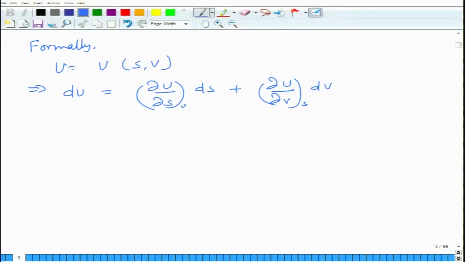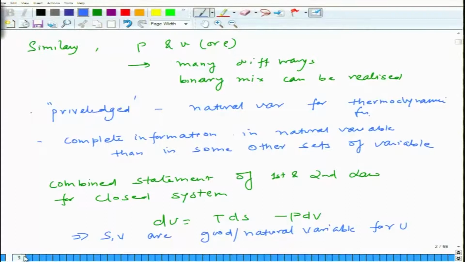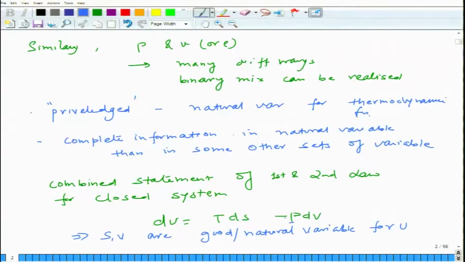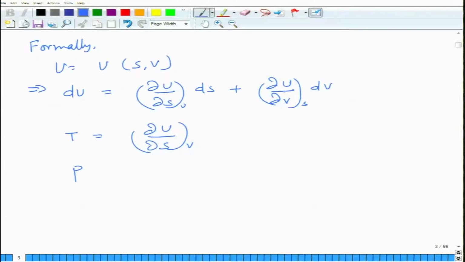Now, if you compare this equation with our first law equation, then you can relate these partial derivatives in terms of intensive variables. T is nothing but del U by del S at constant V. Similarly, if you compare P here, P is nothing but minus del U by del V at constant S.